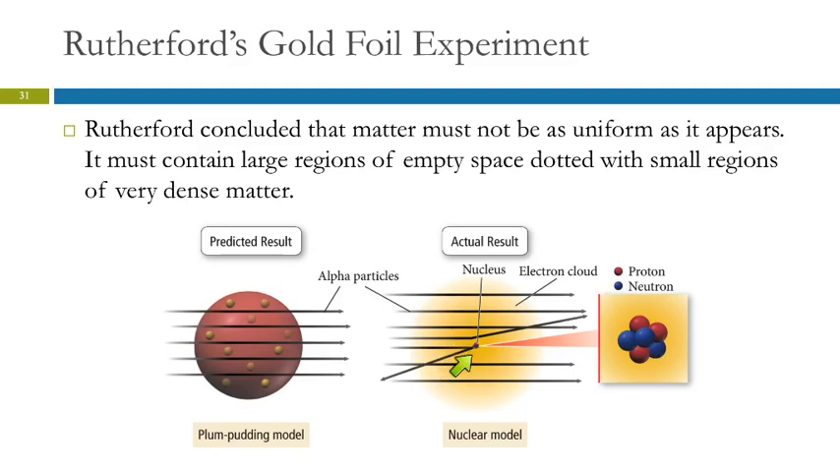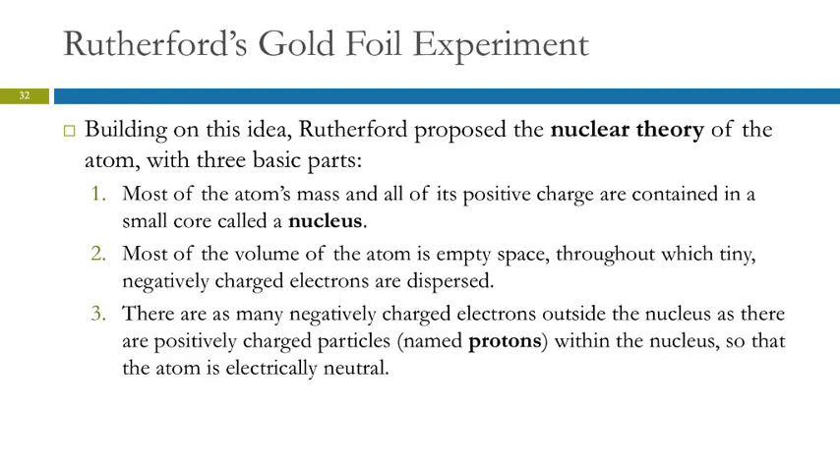So inside the nucleus are the protons and the neutrons, and the electrons, those little teeny tiny things, are out here somewhere. So this led to the nuclear theory of the atom. The ideas here: most of the atom's mass and all of its positive charge are contained in a small core called the nucleus. Most of the volume of the atom is empty space, and in that empty space are the tiny negatively charged electrons. There are as many negatively charged electrons outside the nucleus as there are positively charged particles inside the nucleus, so the atom is electrically neutral.